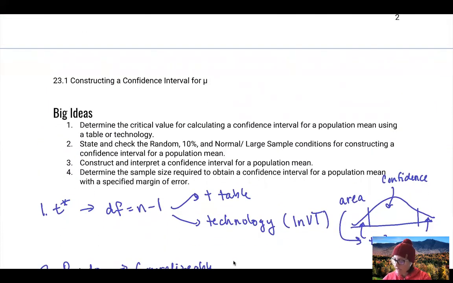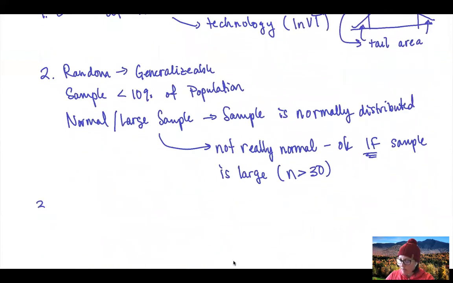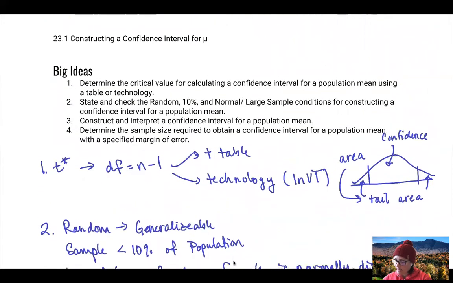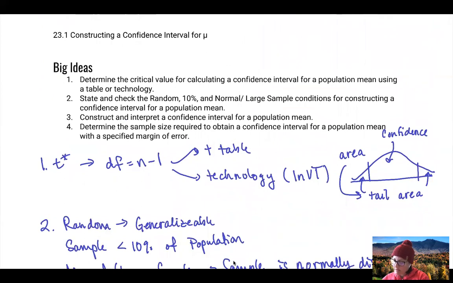Construct and interpret a confidence interval for a population mean. So again, that formula, if you want to write it down: we use X bar plus or minus T star with your correct degrees of freedom, whatever they may be, times your sample standard deviation divided by the square root of your sample size. And then determine the sample size, number 4. We are not going to do that one right now because I think you have learned enough for this.